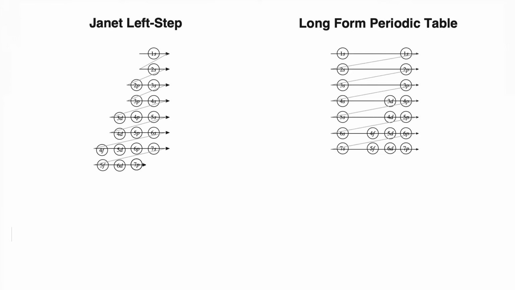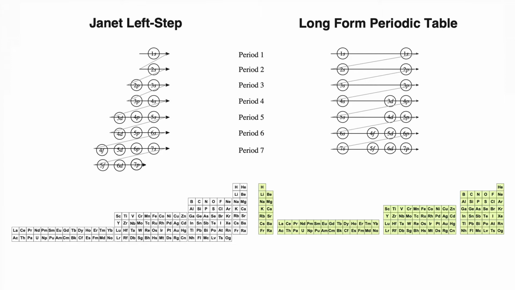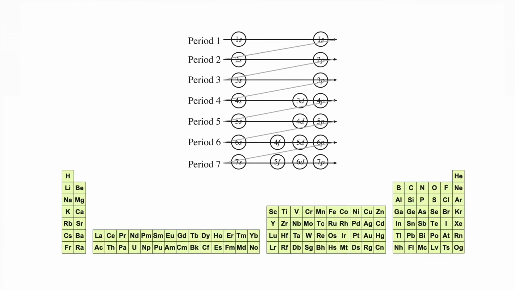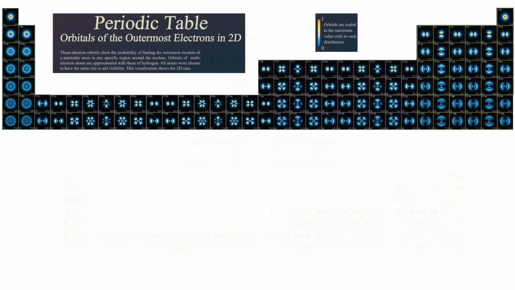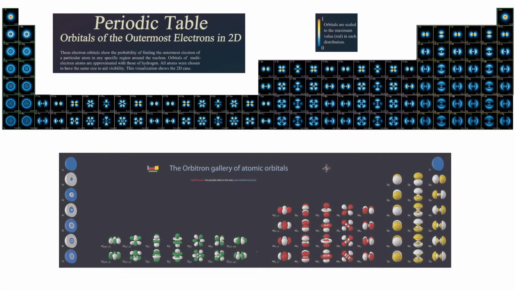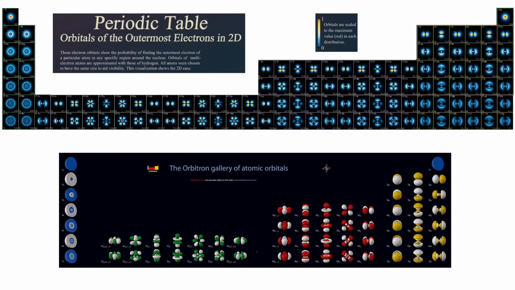So let's compare the Janet left step with the 32-column long-form periodic table. On the top of the diagram we can see the orbitals filling, and at the bottom we can see the representations of the two periodic tables. And here we have the 32-column long-form periodic table with the orbitals shown. Quantum mechanics gives us the shapes of the orbitals, and these can be visualized.